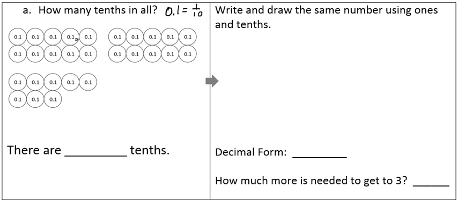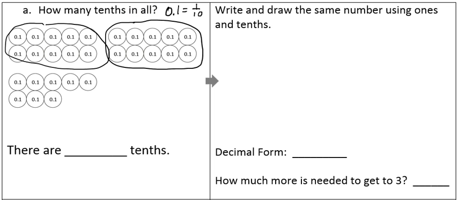They are grouped, so I can see that I have 10 tenths here, another 10 tenths here, so that's 20 tenths, and then 8 tenths in my final grouping. Altogether, I have 28 tenths, each disc representing 1/10. Now we're going to write the same amount in the next section, but we're going to use ones and tenths.